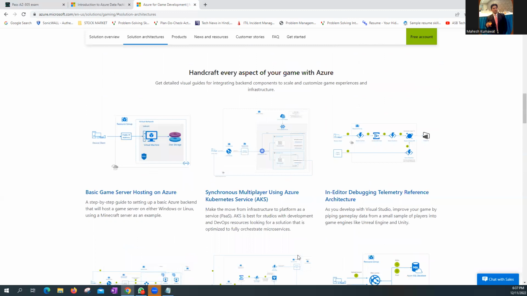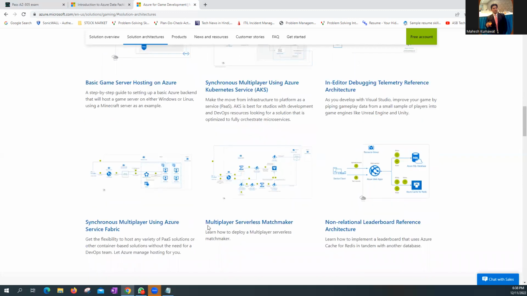So suppose we have a multiplayer serverless architecture, and we have Fabric sort of things. It looks like that. So what is the best architecture design that fits your environment? Which is the best architecture that fits your requirement? Like we have basic game server hosting on Azure, this is the first thing. And then suppose you say, sir, we will have a multiplayer serverless architecture in the company. Yes, we can go with that architecture.